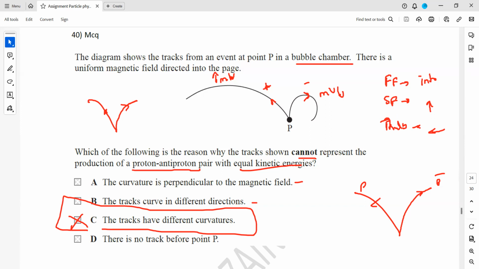Question 40. So this was question number 40. Next is question 42. Then 44.